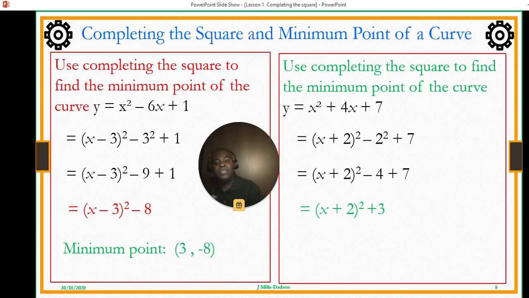Like I said, the coordinate point will be the opposite of what is in the bracket. We have plus 2, so the x coordinate will be negative 2. And the y coordinate will be positive 3.